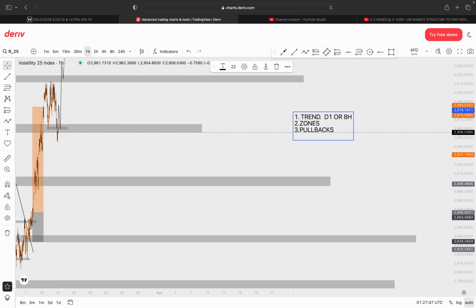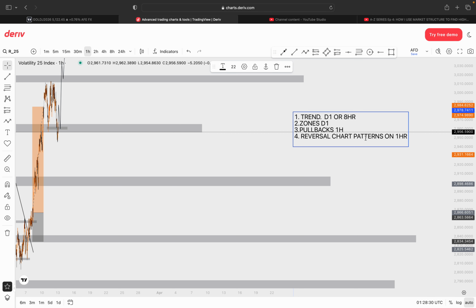Just make sure that you practice with it to understand it. Your zones are on the D1, right? Or even still 8 hours. Then pullback. We look for pullback on what? 1 hour. I'm just giving you guys this checklist. You can use it for yourself, and you look for reversal chart patterns on the 1 hour time frame, right? These things I'm writing here are just the time frames. Please don't confuse yourself.